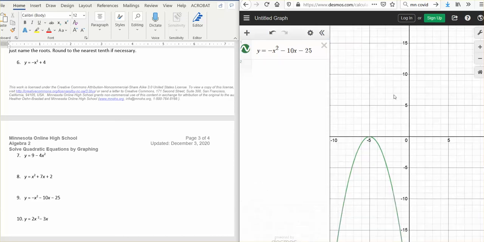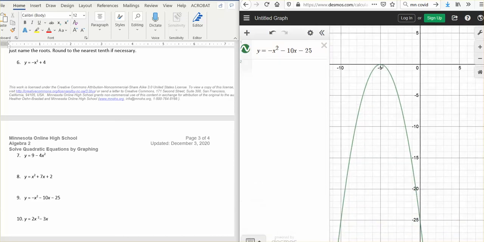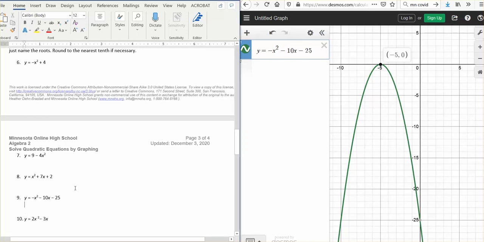And this one only has one solution, or one root. It only crosses the x-axis at one point. It actually just touches it, but that is a solution. So for this section, you don't have to put the graphs in here, so I can just write that the solution is -5. And then it says round to the nearest tenth. I didn't have to for any of these other ones.